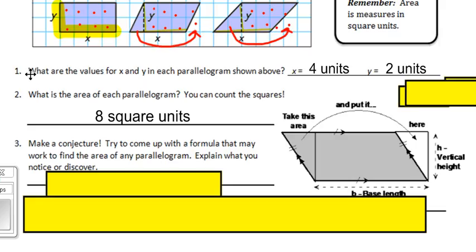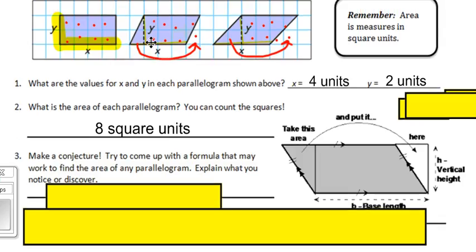Make a conjecture. Try to come up with a formula that may work to find the area of a parallelogram. Explain what you notice. So I notice in these 3 parallelograms above that the first one's the easiest, it's a rectangle, where the base is flat and the height is a side of the shape. Here the height is inside the shape, and here the height is really inside the shape, almost in the middle. So it doesn't matter. The height could be on the outside or it could be tucked inside, but it doesn't have to be the side of the shape. And the base is the flat bottom.